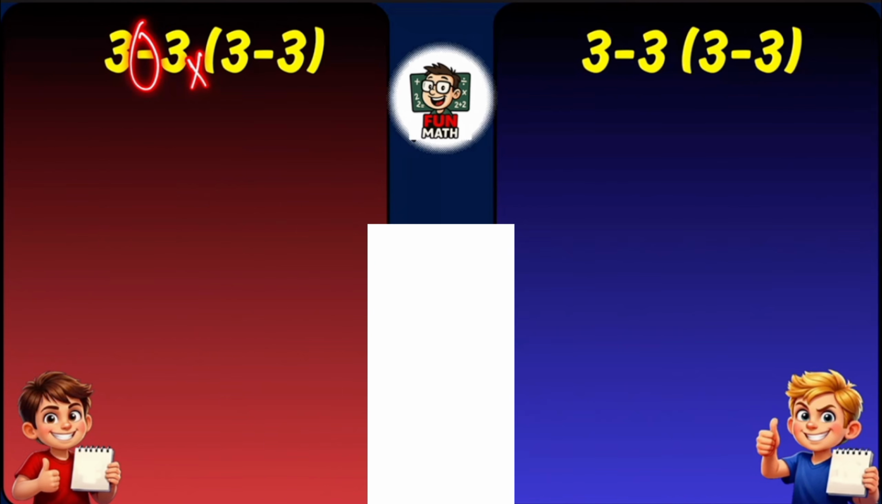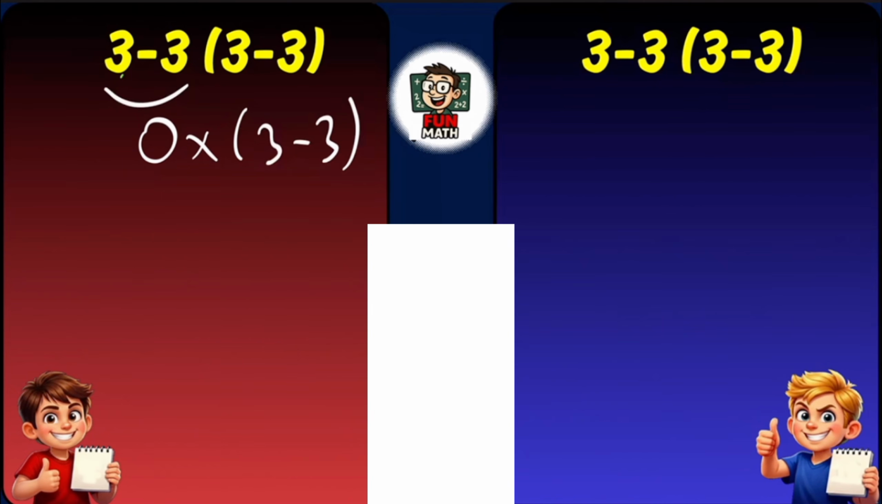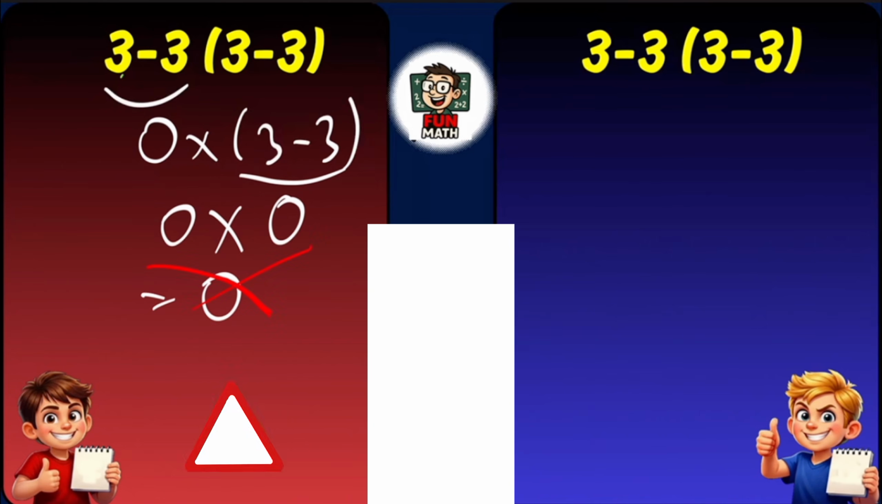Subtraction, multiplication, parentheses. First subtraction, 3 minus 3 equals 0. Parentheses, 3 minus 3 equals 0. Finally, multiplication, 0 times 0 equals 0. If you solve the problem this way, you made a mistake.